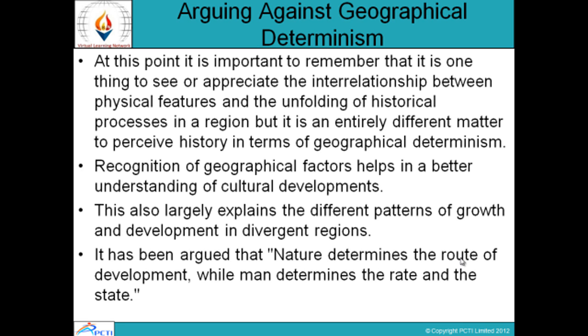It has been argued that nature determines the route of development while man determines the rate and the state. So, nature determines the route of development, how the development is taking place, and man determines the rate, the pace, the speed at which it takes place.